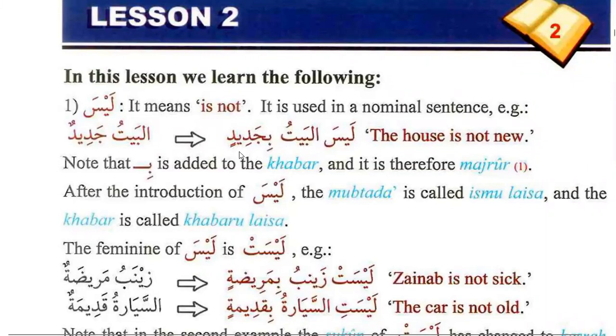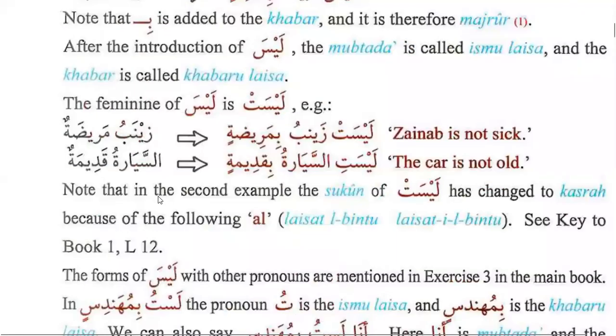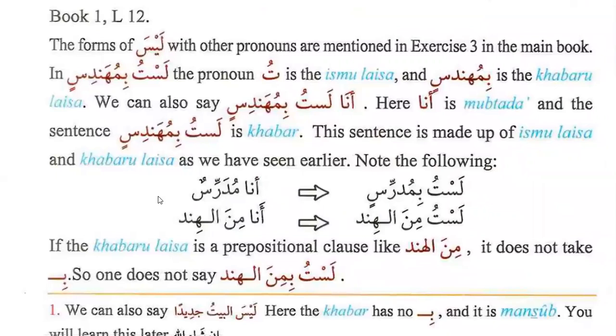So in this chapter, we will learn the use of harfijar B, the sentence with the B. So you will add B to all these nominal sentences after the addition of Laysa, and the khabar will become majrur. Laysal Baytu Bi Jadidin. Nothing else here. Then you will learn how to add different pronouns to Laysa.